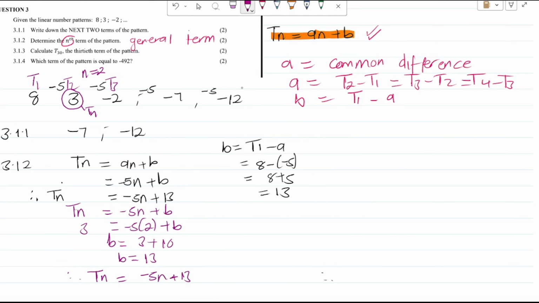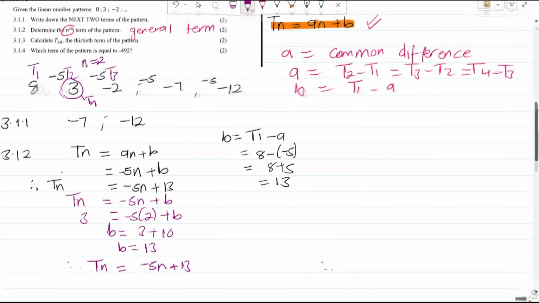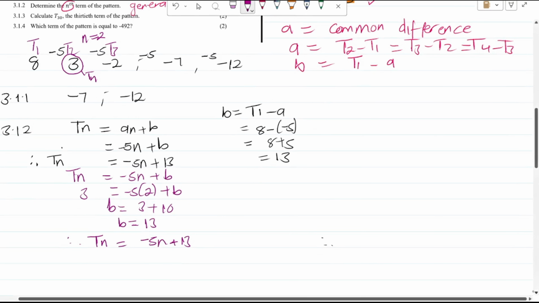Okay? Now, let's go to the next question, which is 3.1.3. Let's scroll a bit so we can have space. 3.1.3 says, calculate T30, the 30th term of the pattern. If you see something like this, it means that we're looking for the value. So we want the value, the Tn. Then the 30th term, that means that n is equal to 30.